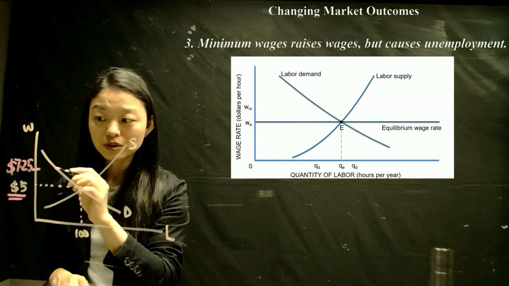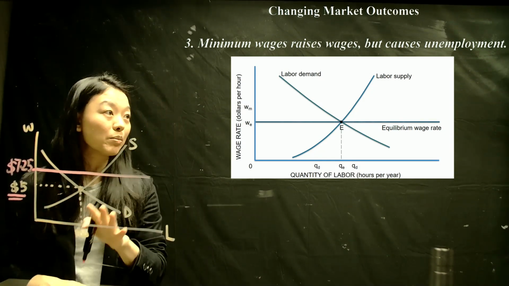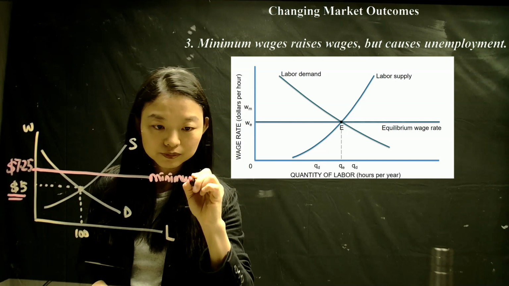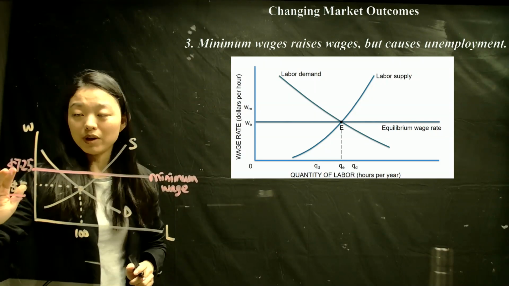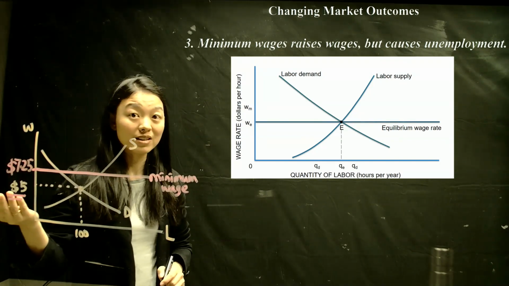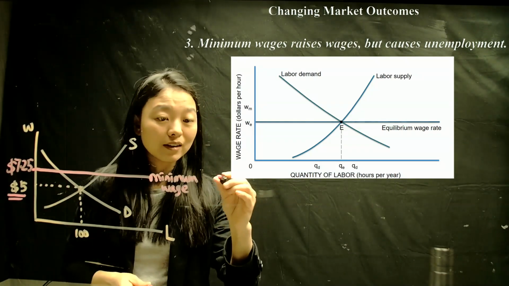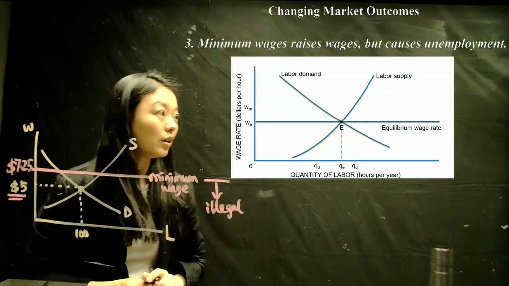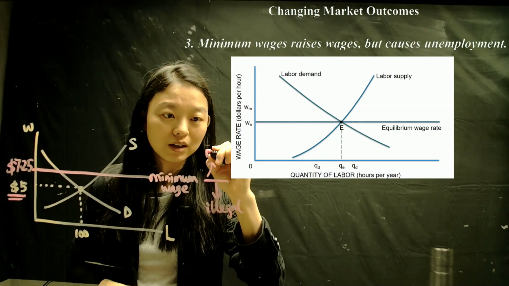At this point, please draw a horizontal line across the whole demand and supply, and mark this one as the minimum wage. Minimum wage means all the firms and corporations need to pay you at least $7.25 per hour. They might pay you higher, but not lower. Lower than this minimum wage is illegal, and higher than the minimum wage is fine. Those are legal.